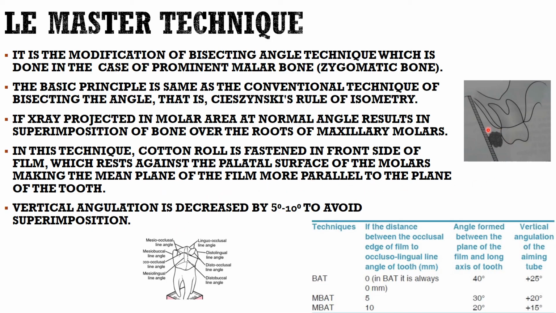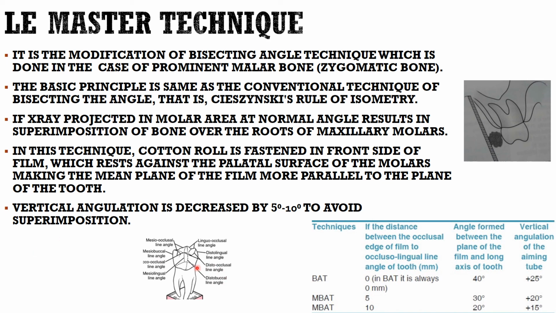As we have seen, your film is placed as close as possible to the tooth. But in this, you are placing a cotton roll so that it becomes a bit parallel to the plane of the tooth. Because of this, you can see it is getting parallel rather than getting that triangular shape. Then the vertical angulation is decreased in this technique by 5 to 10 degrees to avoid the superimposition.